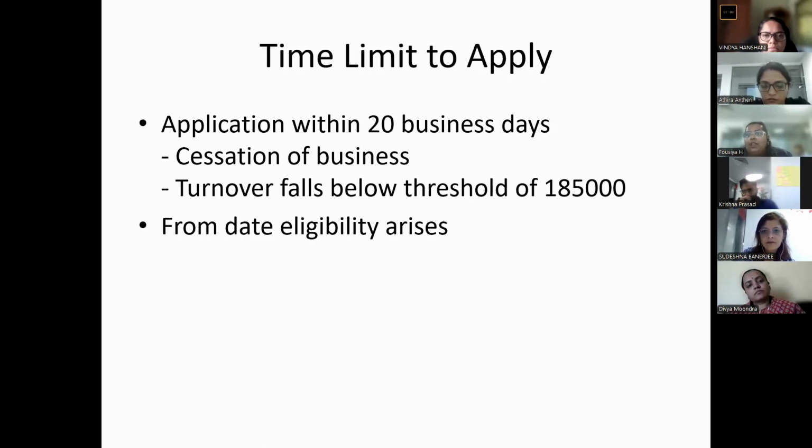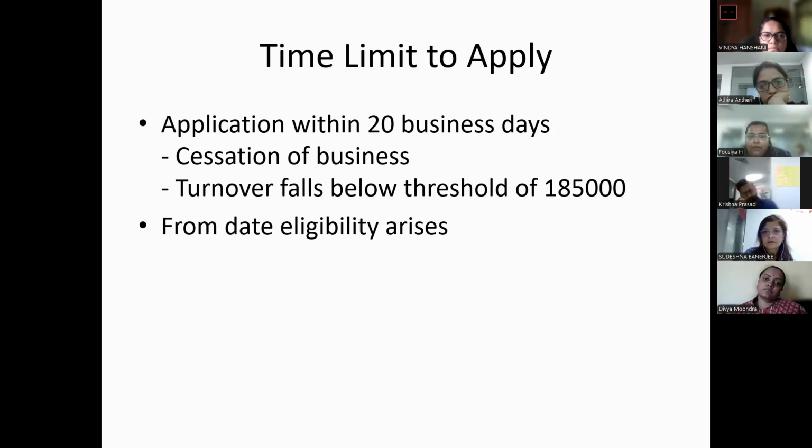Like I told, when the company ceases to run the business, we have to go for the deregistration. The cessation means when we are planning it, we don't have to start the actual deregistration process. We just go for it when the management, in their meeting or something, decides that they're going to cease their business, and then we can go for the voluntary deregistration. And the other case is when the turnover is falling below the threshold limit.